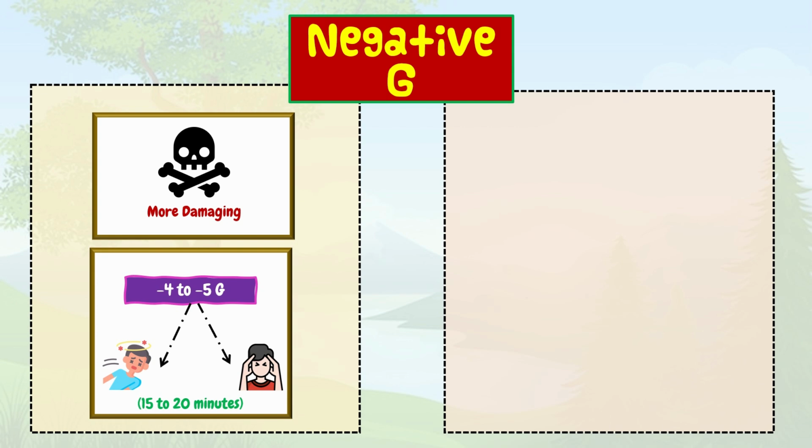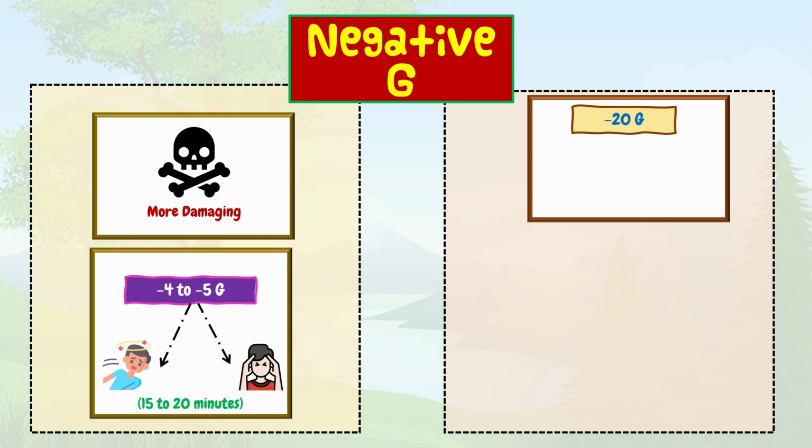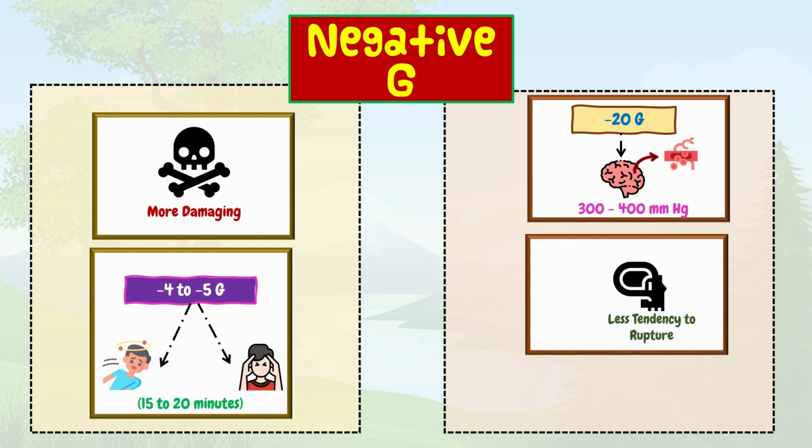Occasionally, negative G forces can be so great, for example, -20 G, and centrifugation of the blood into the head is so great that the cerebral blood pressure reaches 300 to 400 mm of mercury, sometimes causing small vessels on the surface of the head and in the brain to rupture. However, the vessels inside the cranium show less tendency for rupture than would be expected.